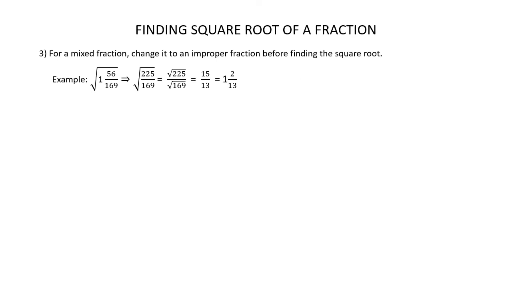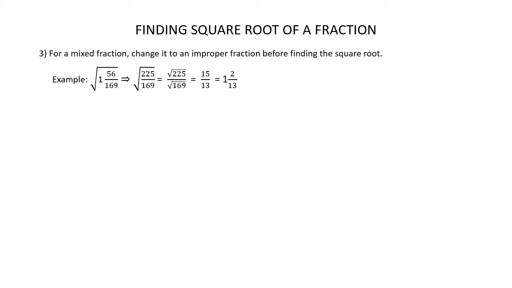Now let's learn how to find the square root of a mixed fraction. For a mixed fraction, first you have to change the mixed fraction to an improper fraction before finding the square root. Let's look at this example. This square root of 1 and 56 by 169. The number 1 and 56 by 169 is a mixed fraction. So this number has to be changed to an improper fraction before finding the square root.